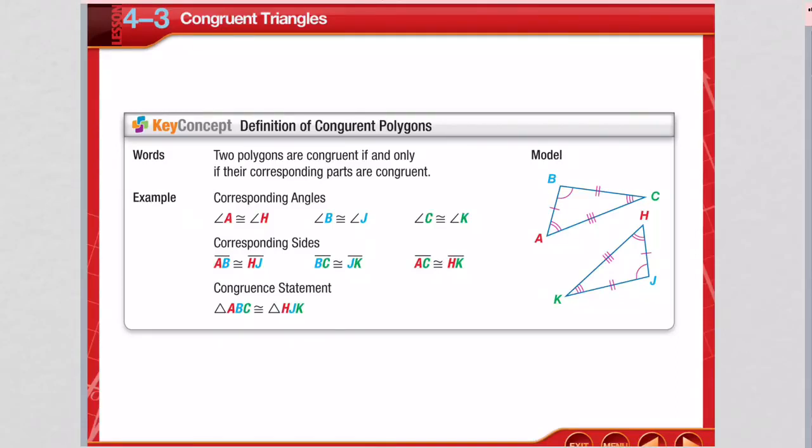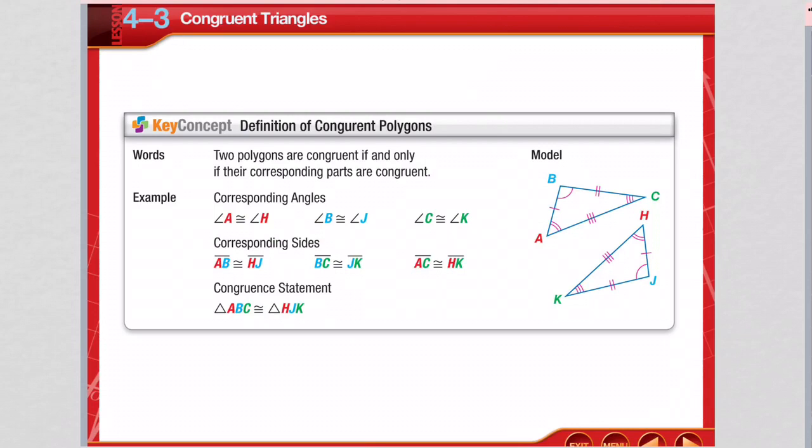Welcome to Congruent Triangles. Today we're going to start by talking about what congruent triangles are and how you can show that they are congruent. The definition of congruent is that we have the same size and same shape. So what's important about knowing things are congruent?